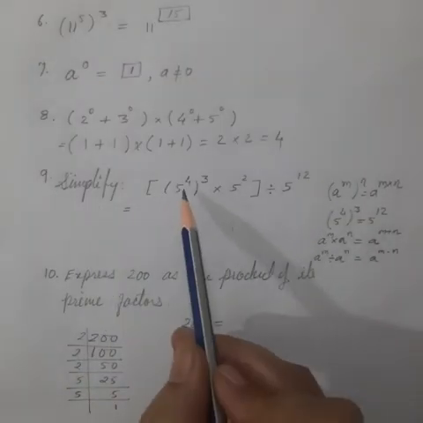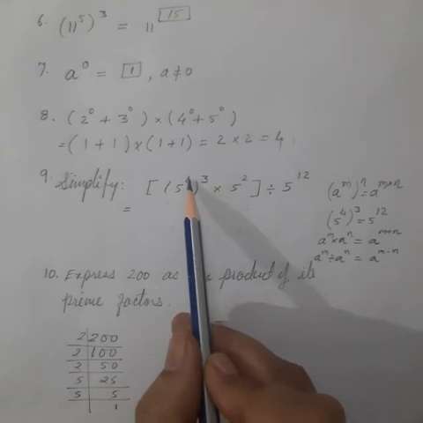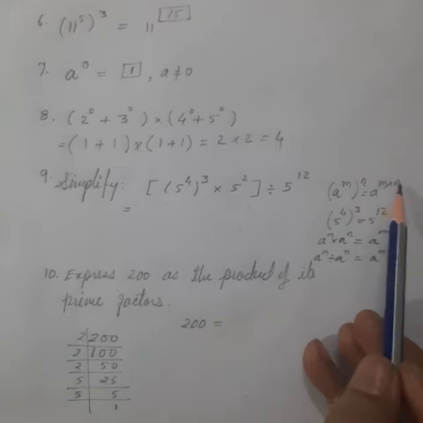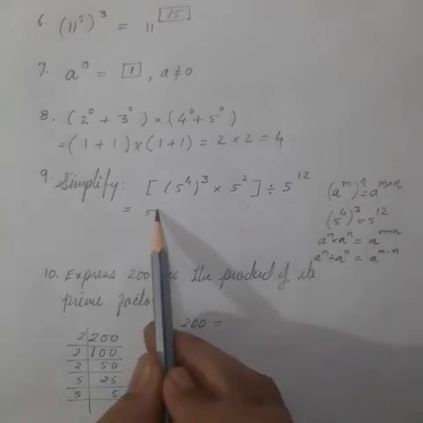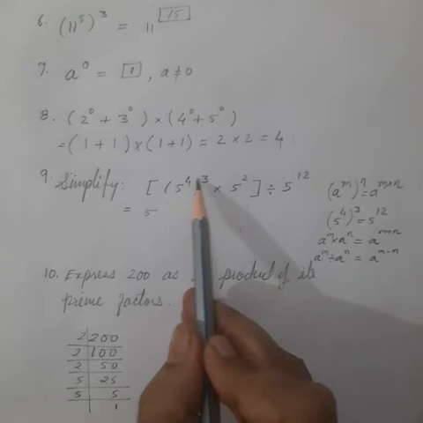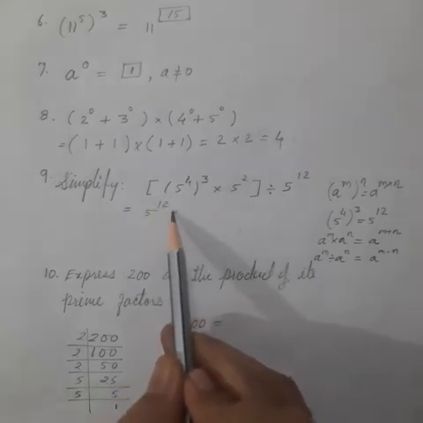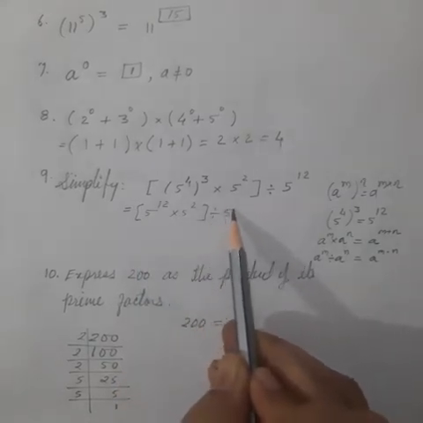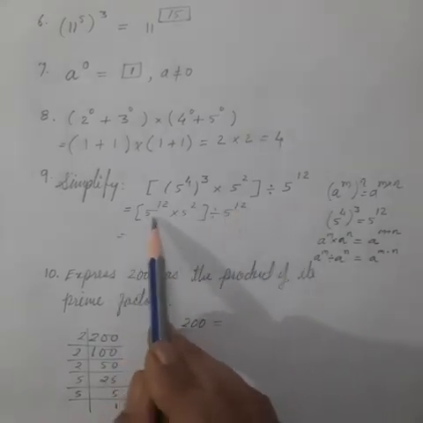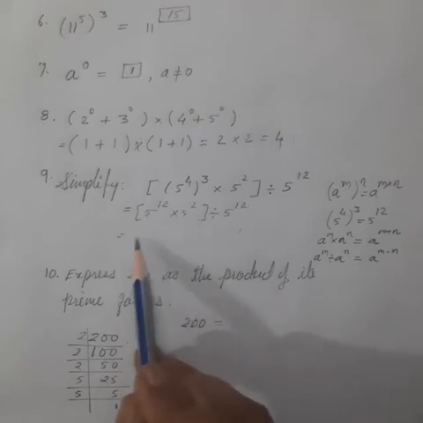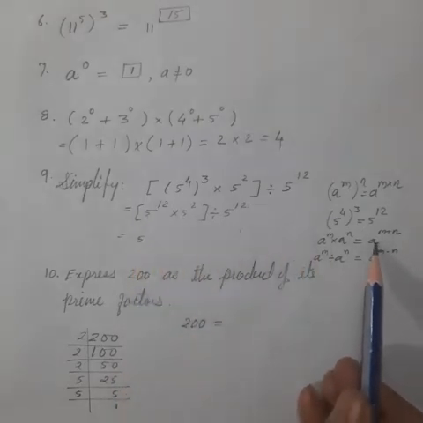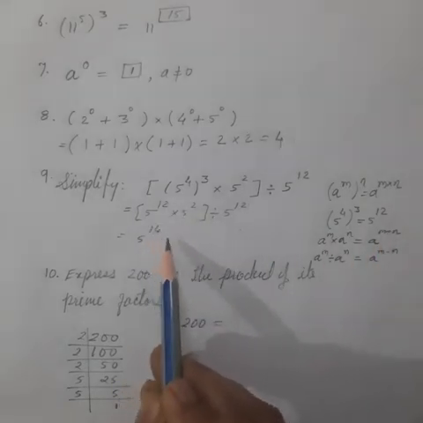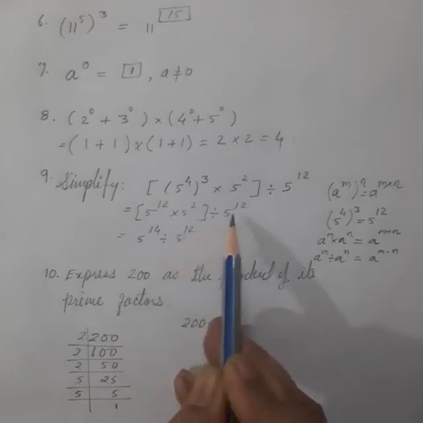Question 9. Simplify this. Here we have to take power of power. So while taking power of power, keeping the base same, we have to multiply the powers. So take the base 5 as it is and multiply the powers. 4 3s are 12, into 5 square. This is in bracket, divided by 5 raised to the power 12. Now this is the multiplication of two numbers with same base 5. So keeping the same base, we have to add their powers. 12 plus 2 is 14, divided by 5 raised to the power 12.